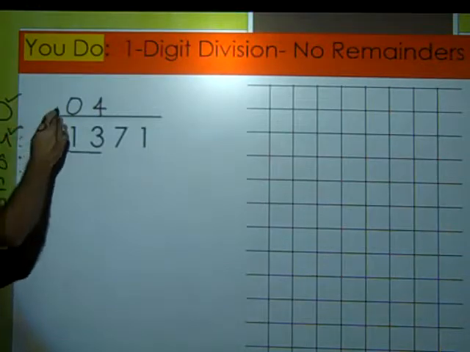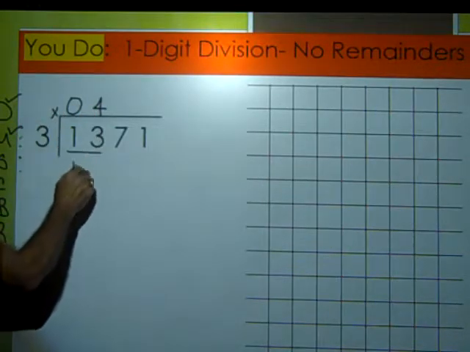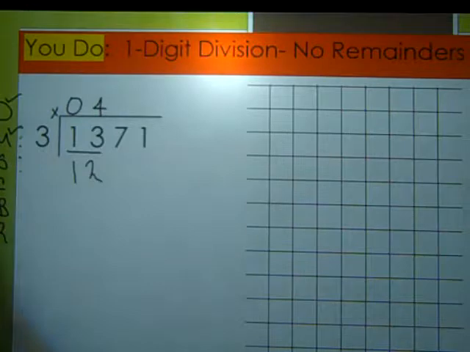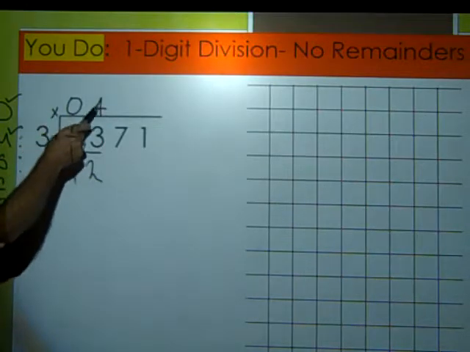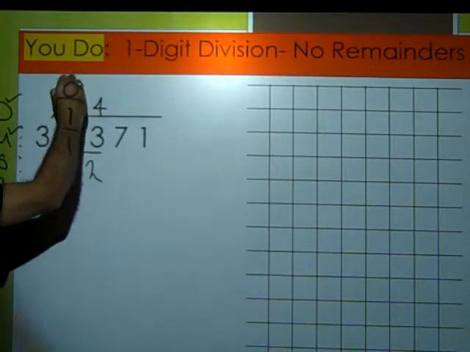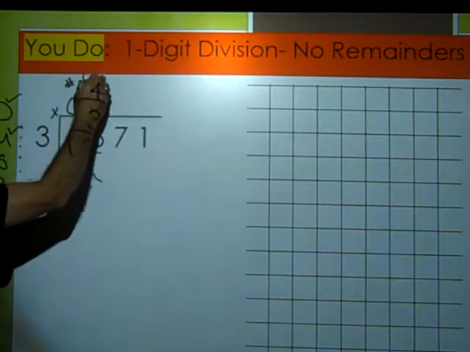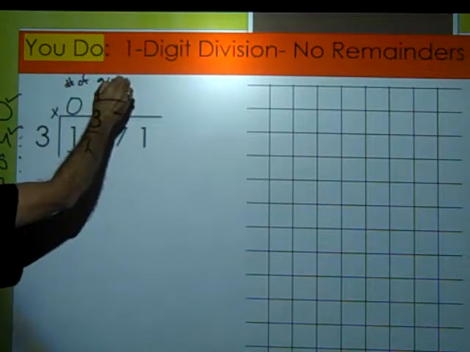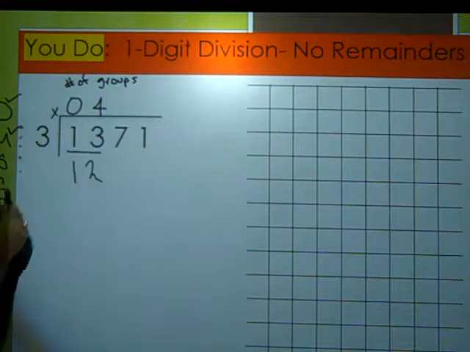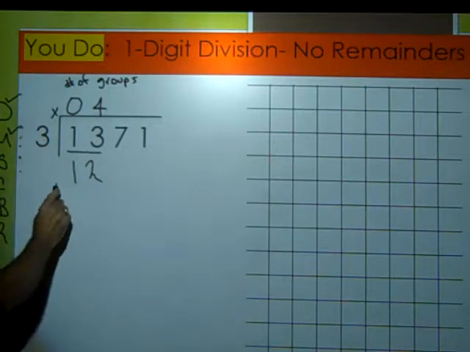Now let's multiply. 3 times 4 gives me 12. Okay, let's see what I just did. 4 groups of 3. Remember, my number of groups is on top of my division bar. This is my number of groups. So I've got 4 groups of 3 gives me 12.